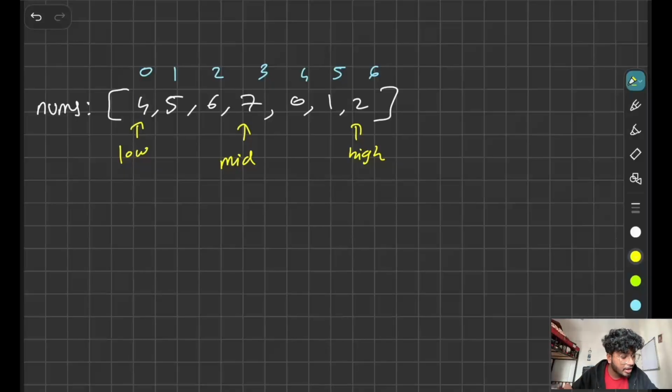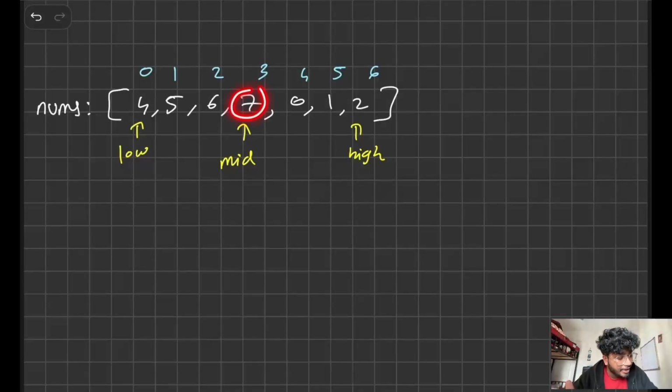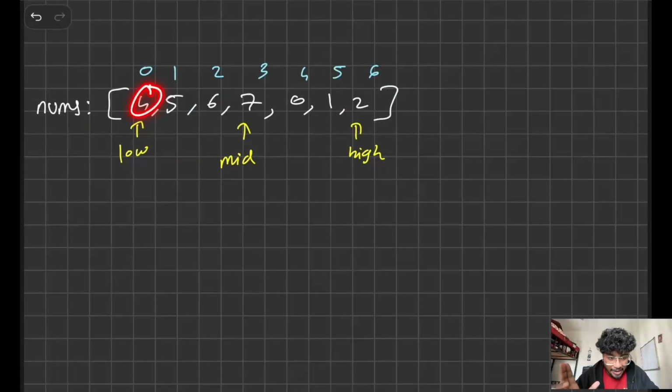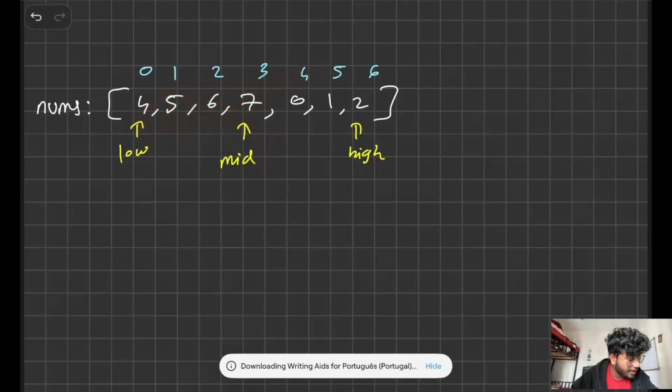I can see that my nums of mid is greater than my nums of 0. That clearly means, as from the graph as well, that I lie in the left part of my array, right? So if there exists a minimum which is smaller than nums of 0, it must lie in the right part. So I must go to the right part. So what I'll do now is eliminate this half and go to the right part. So how would I eliminate?